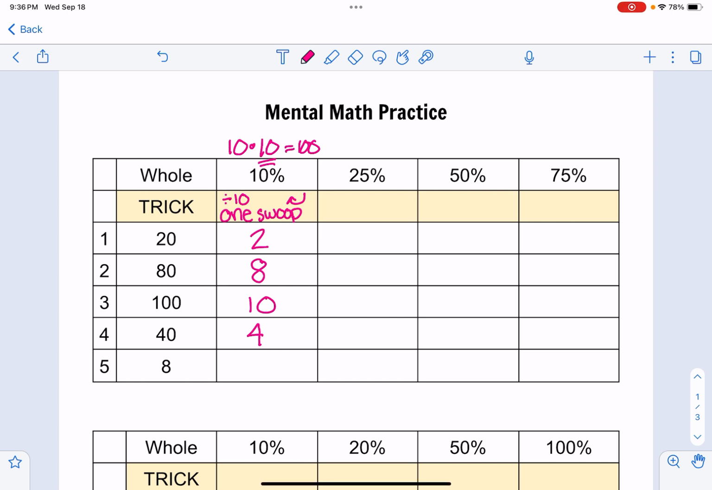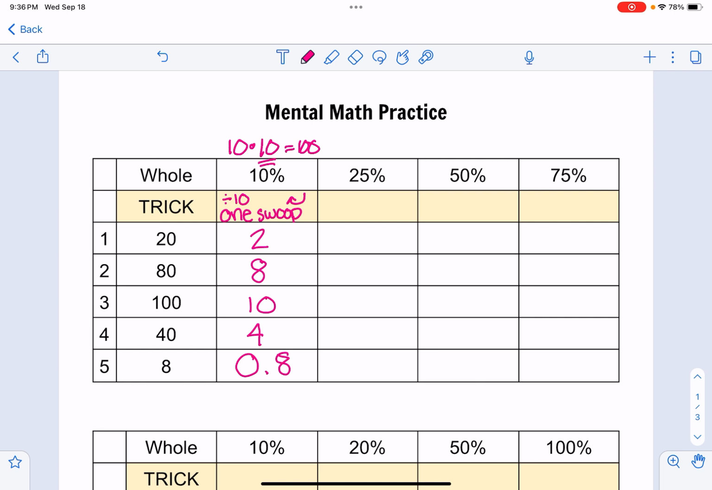And then for 8, that one's not as easy to divide by 10. So I'm really going to want to use the swoop strategy here. Period at the end of the sentence, one swoop in, and I get 0.8. 10% of 8 is 0.8. So basically, these numbers all fit into the original number 10 times. And that's what makes it 10% of that number.